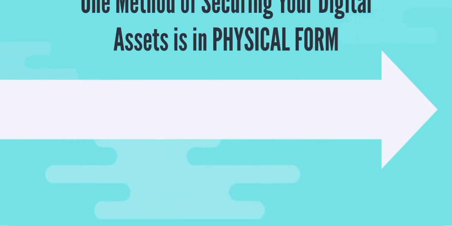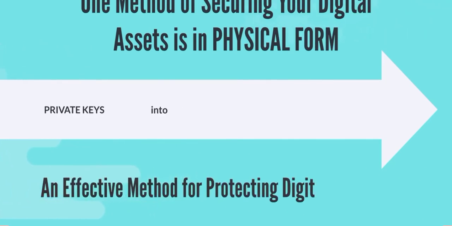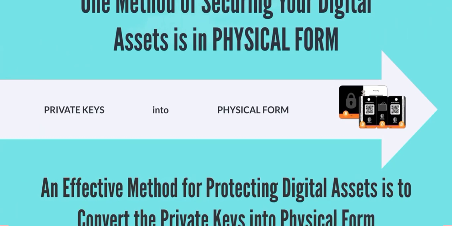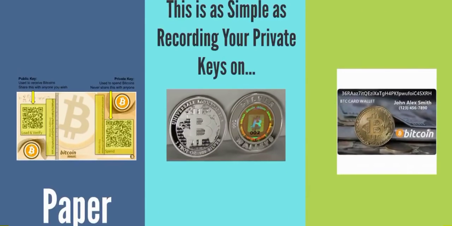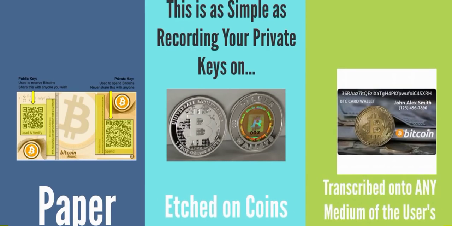One method of securing your digital assets is in physical form. An effective method for protecting digital assets is to convert the private keys into physical form. This is as simple as recording your private keys on paper, etched on coins, or transcribed onto any medium of the user's choosing.